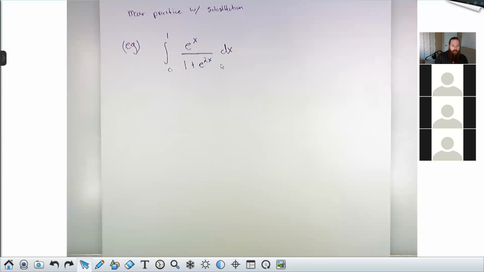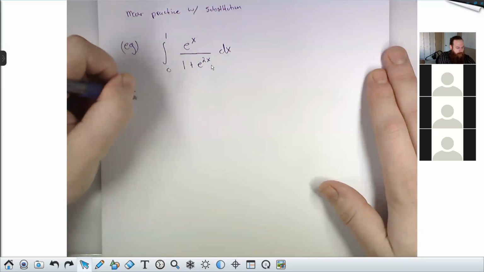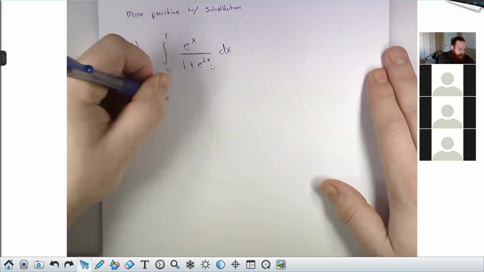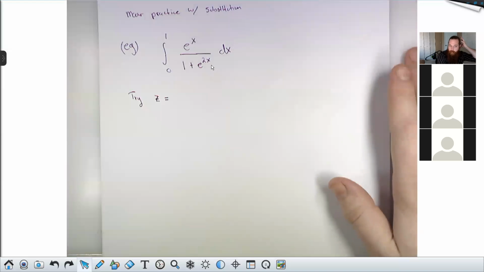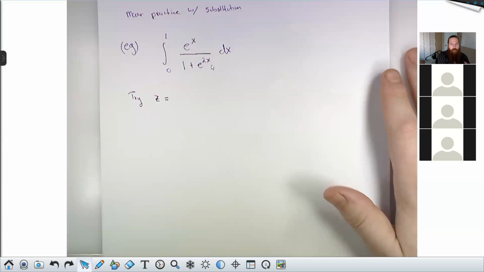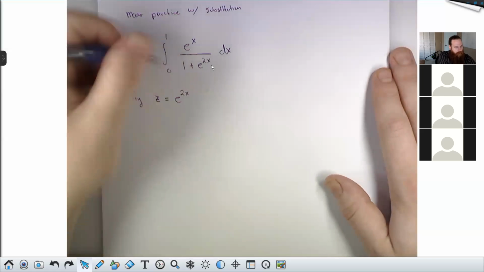If I use e to the 2x as my u, let's see, what would happen if I try... I'm going to use the symbol z here, because this is a habit that starting next week I'm going to be in, and I would like you guys to get in this habit also of using a variable besides u for your substitutions, because we're going to use the letter u to mean something specific in the future. So I'll try z equals e to the 2x.